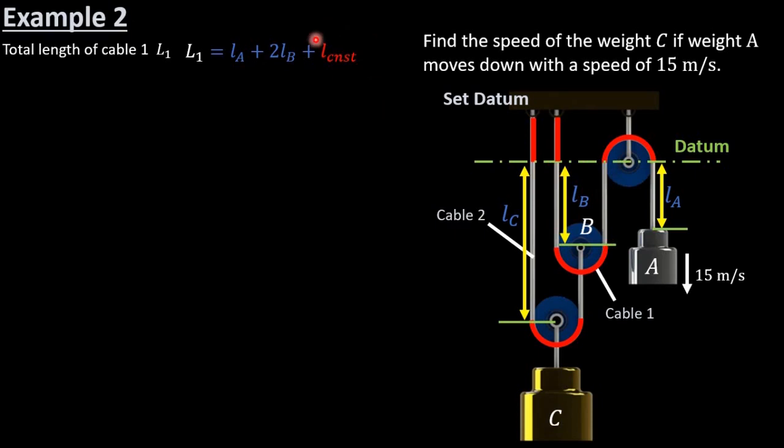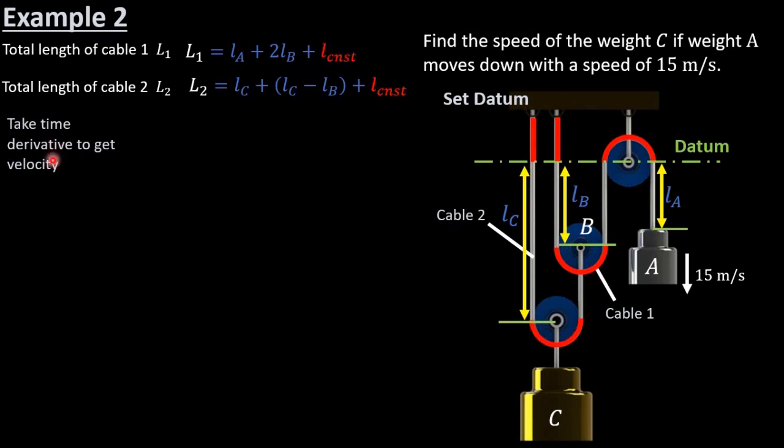And we've got the constant lengths and the length of cable 2. So L sub 2 is this cable here. That's going to be L sub C, which is that length there, plus L sub C minus L sub B, which would give us this length, plus our constant lengths, which is this part and this part.